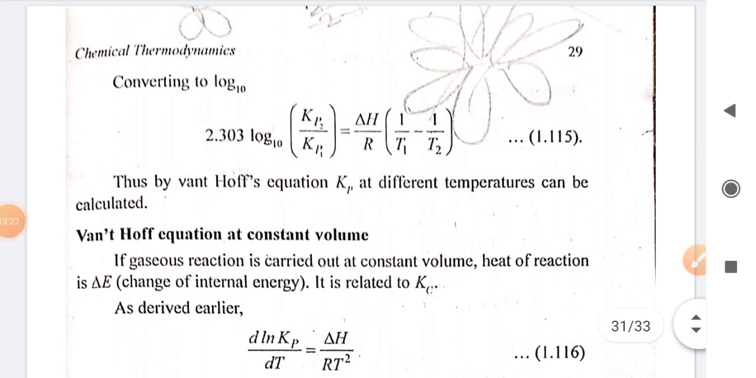Now we are left with only the Van 't Hoff equation at constant volume and some numericals related to this. We will see that in the next lecture.